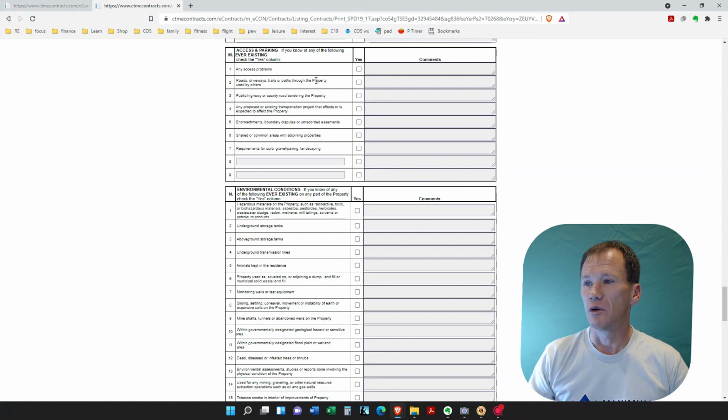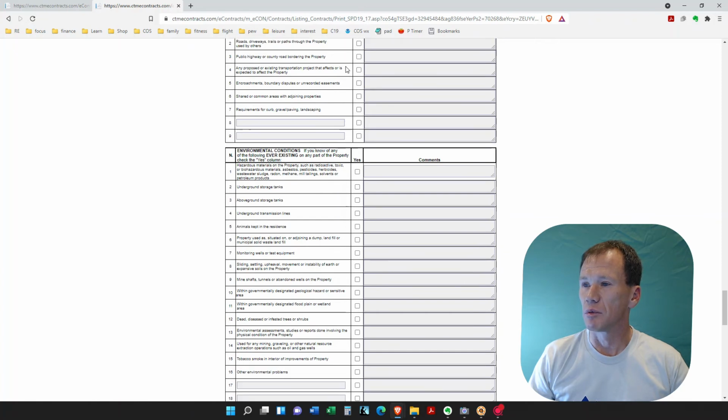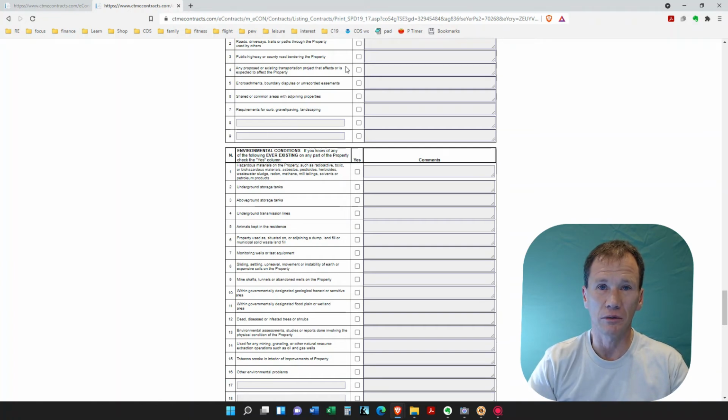You'll check yes. Roads, driveways, channels, or paths through the property used by others. If they've ever existed, check yes. That's important for, I can't remember the name of it, but essentially squatters' rights. If they've got a long-standing use of the property, even if it's not theirs, they can eventually take that property from you. Are you bordering any public highway or county road? Any proposed or existing transportation project that affects or is expected to affect the property. If you know about it, you have to check it. You can't feign ignorance if you know.